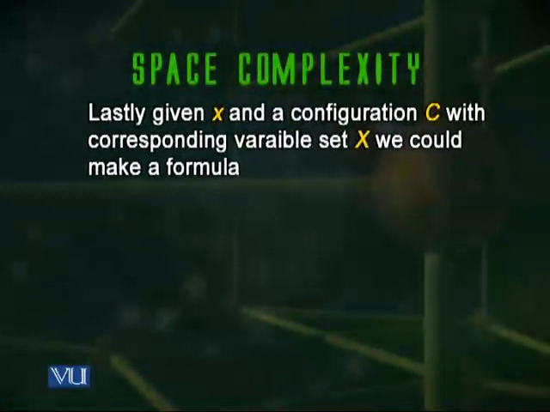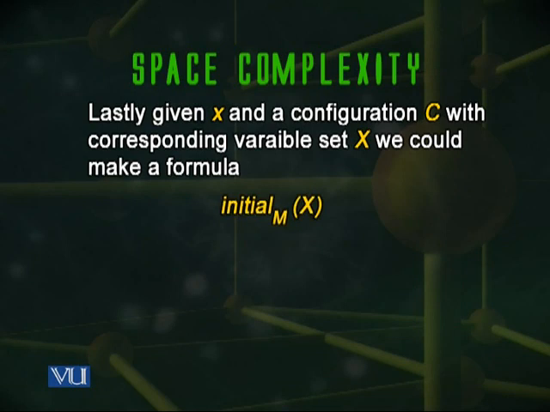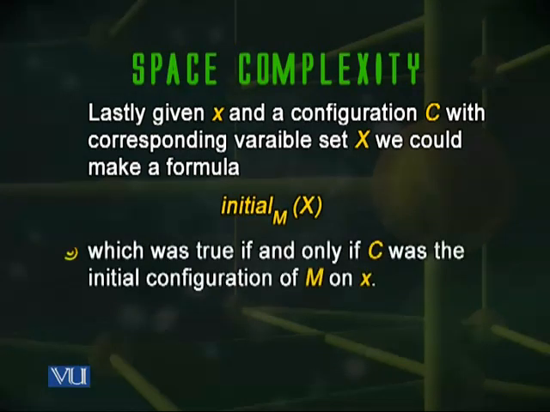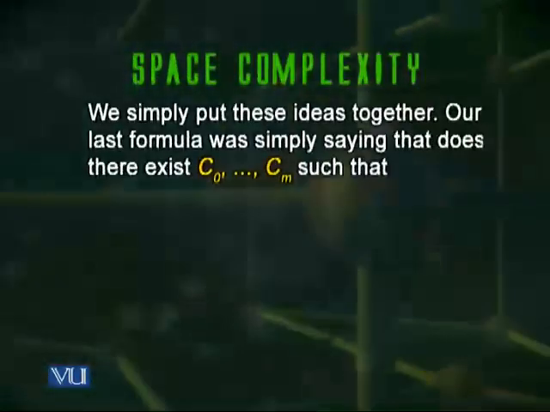There was something more in the Cook-Levin theorem. Lastly, given an input X and a configuration C with the corresponding variables set X, we could make a formula initial(M, X), which was true if and only if C was the initial configuration of M on X. So this was another formula which we created from the Cook-Levin theorem, and once again we are using it as a black box.